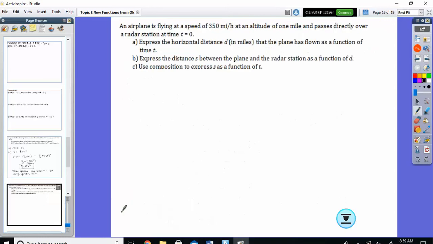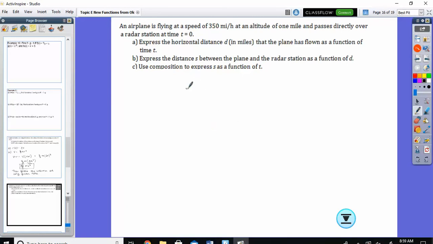Next one. So an airplane is flying at a speed of 350 miles per hour at an altitude of 1 mile and passes directly over a radar station at time t equals 0. Express the horizontal distance d in miles that the plane has flown as a function of time t.